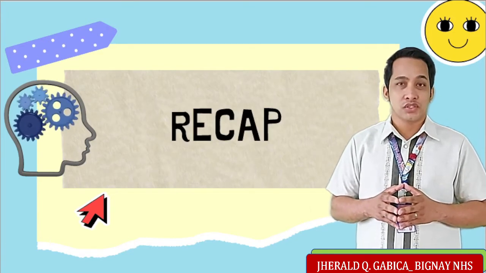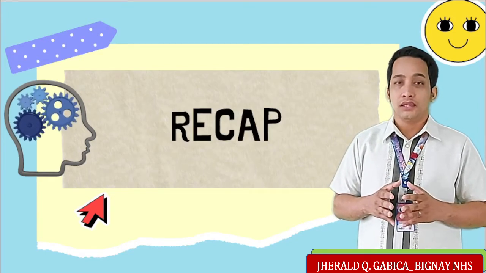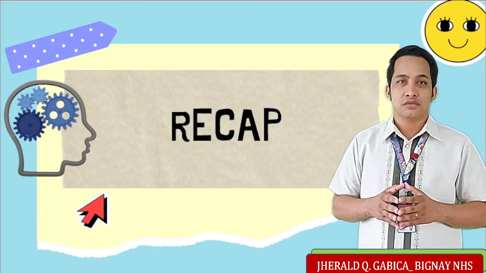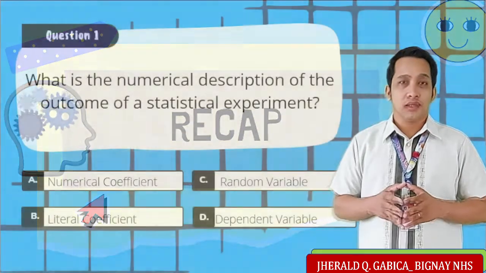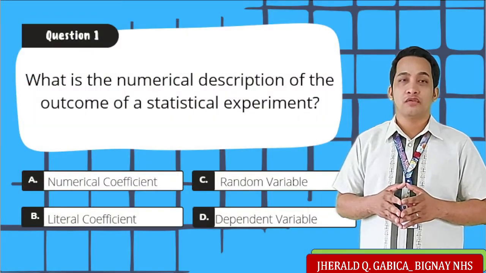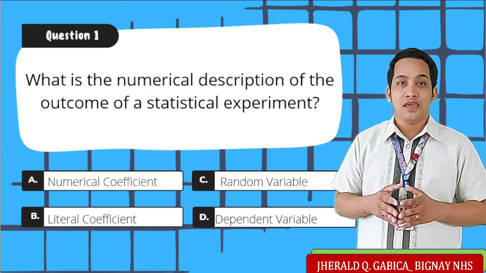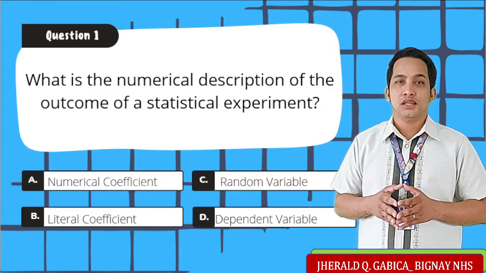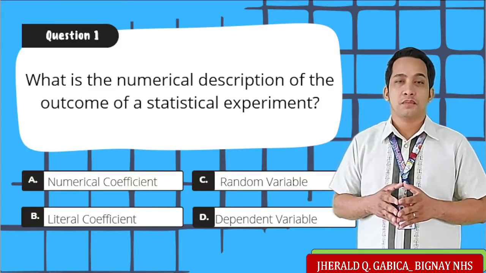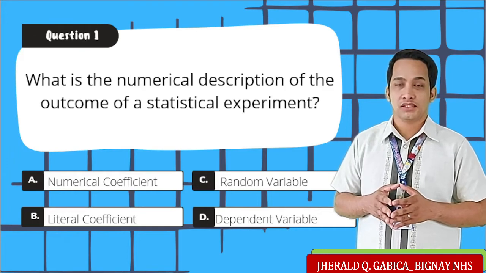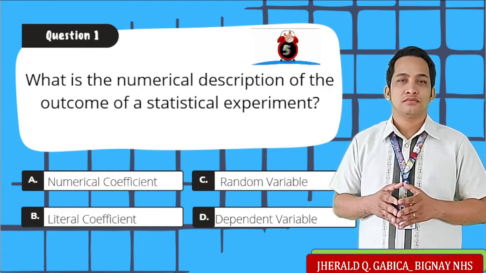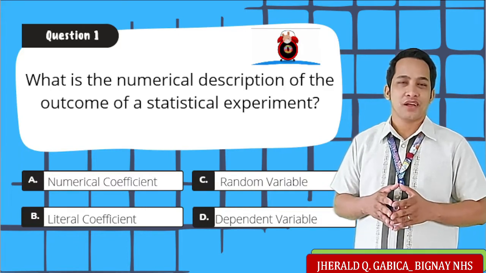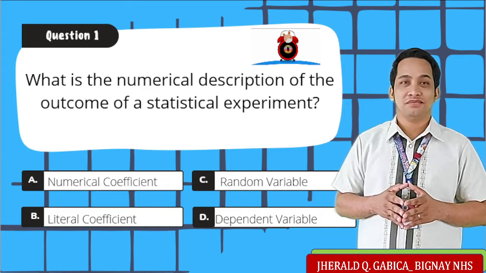All you need to do is to choose the letter of the correct answer. Key in the letter of your choice in our comment section. You have 5 seconds to answer. Number 1. What is the numerical description of the outcome of a statistical experiment? A. Numerical coefficient. B. Literal coefficient. C. Random variable. Or D. Dependent variable. 5 seconds. Go. 5, 4, 3, 2, 1. Time's up. The correct answer is C.